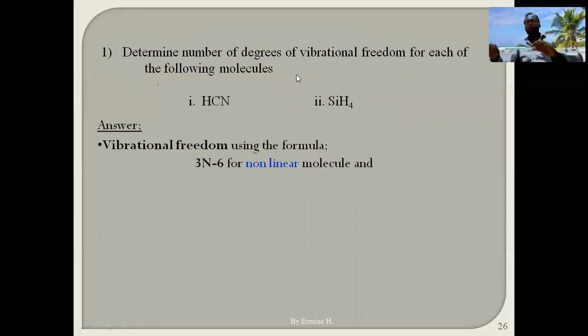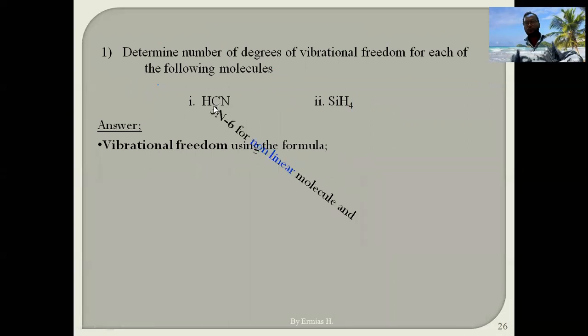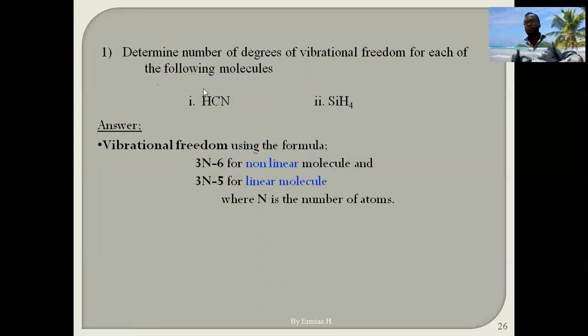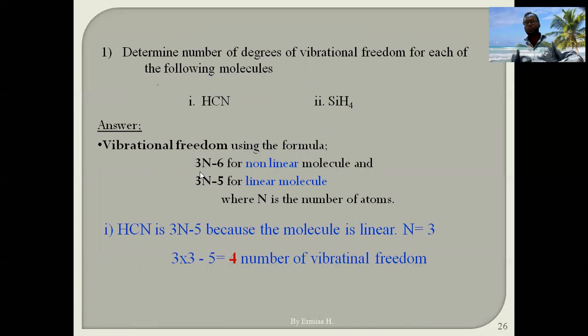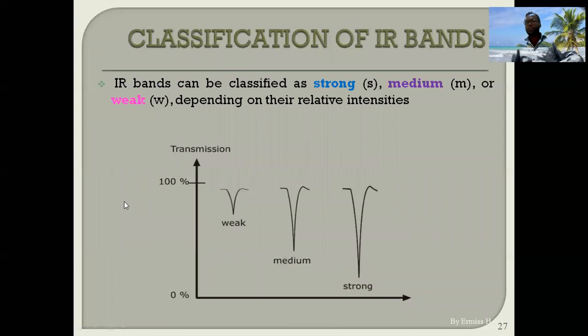Determine the number of degrees of vibrational freedom for each of the following molecules. For hydrogen cyanide, the molecule is linear. In this other case, the molecule is non-linear. If the molecule is linear, we apply 3n minus 5, where n stands for the number of atoms. To calculate here, it is 3 times the number of atoms, which is 3, so 3 times 3 minus 5. So we have 4 vibrational degrees of freedom.